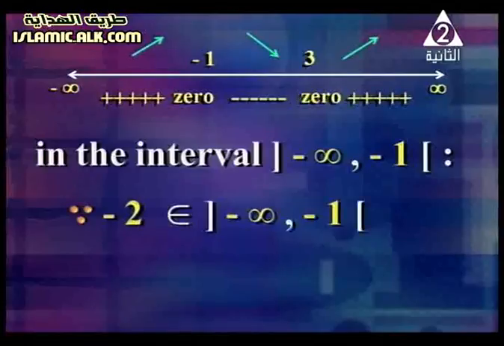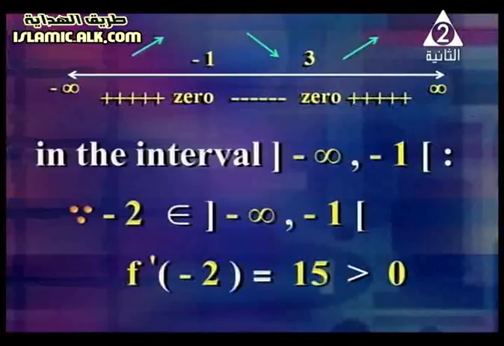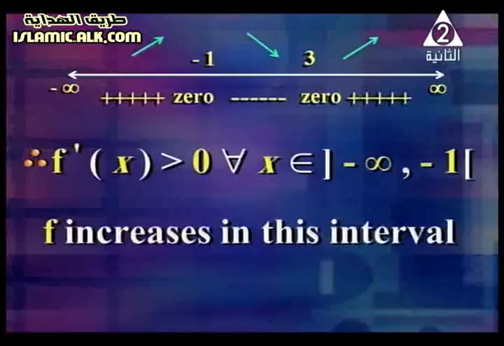Dear student, look at the number line. The first interval is from negative infinity to negative 1. Negative 2 belongs to this interval. f dash of negative 2 equals 15, which is more than 0. What do we deduce? The behavior is increasing. Then f dash x is more than 0 when x belongs to the first interval from negative infinity to negative 1, so the function is increasing in this interval.